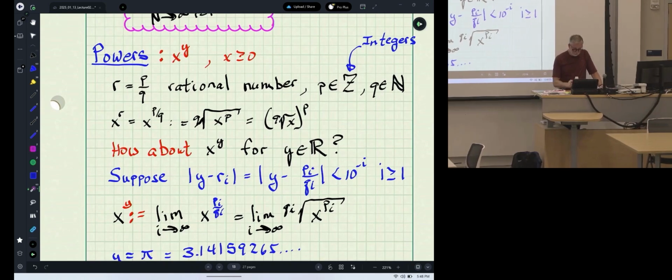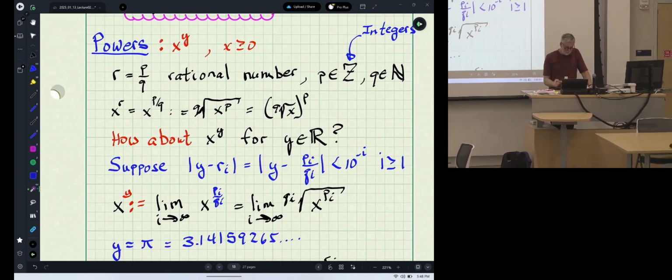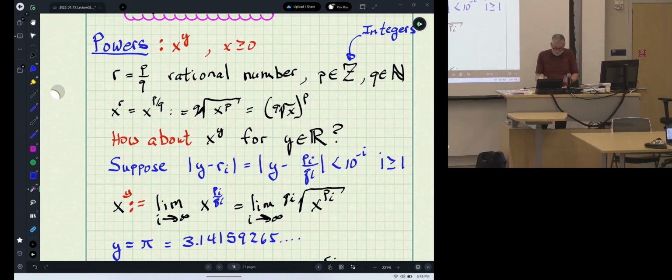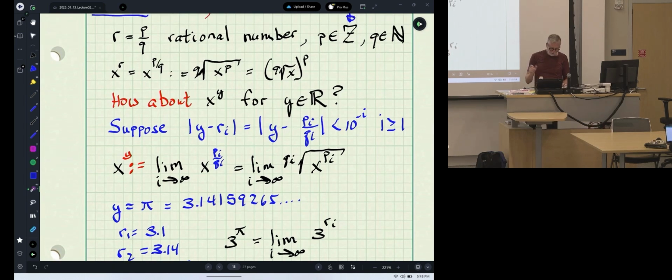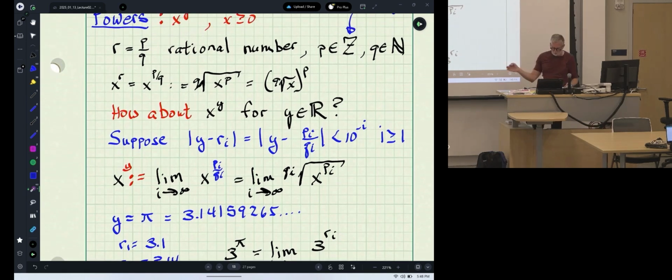And if you want to throw in 0 in the counting numbers, that's fine with me. And so x to the p over q is simply the qth root of x to the power p, but it's the same thing as taking the qth root of x and then raising that to power p. Okay, so it doesn't matter which way you do it. That's proven in chapter 1. But what does it really mean when y is an arbitrary real number?